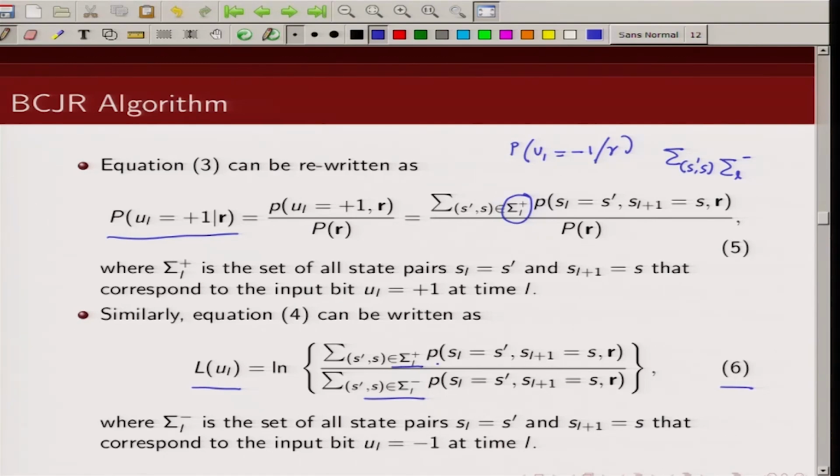Now, how do I compute this term? We will show that we can write this term as a product of 3 terms, and 2 of these terms can be computed recursively. That is what I am going to show in the subsequent slide. So, let us look at this expression. How do we compute the probability that the current state is S prime, the next state is S, given a received sequence R?